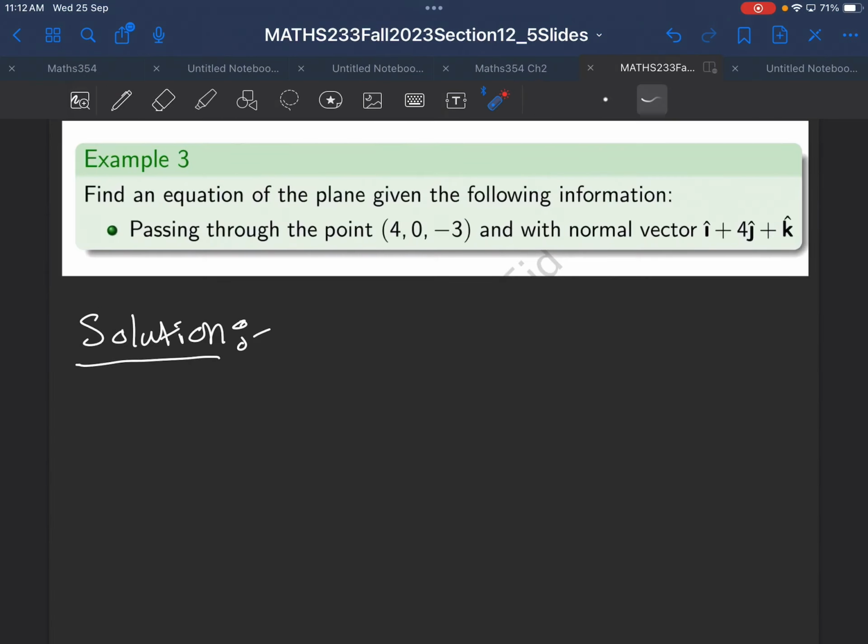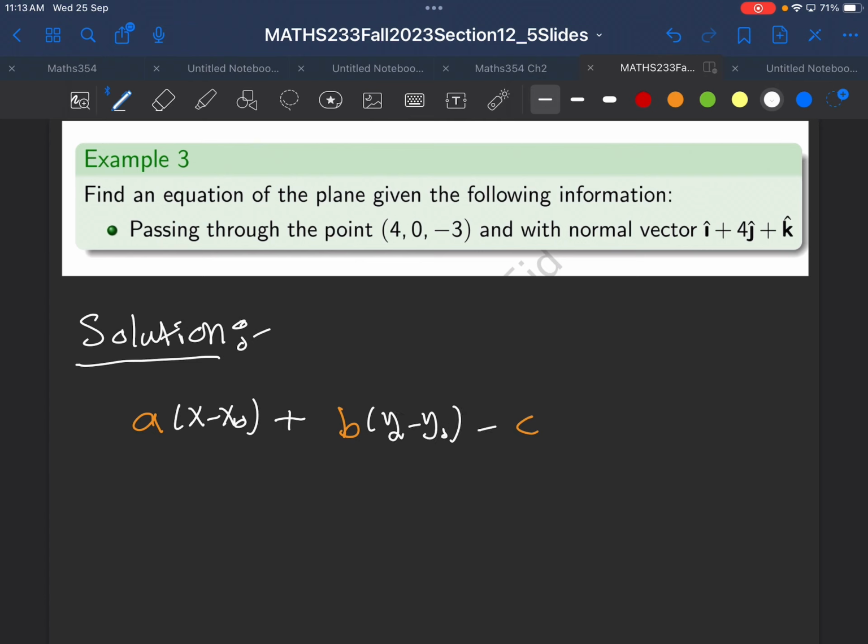So in this exercise, which is example number 3, we want to find the equation of a plane passing through the point 4, 0, -3, and we have a normal vector with i, j and k. So we have the normal vector, so all we need to do is write the equation of the plane, which has A, B, C. A will be with x minus x naught, B will be with y minus y naught, and C will be with z minus z naught equal to 0.